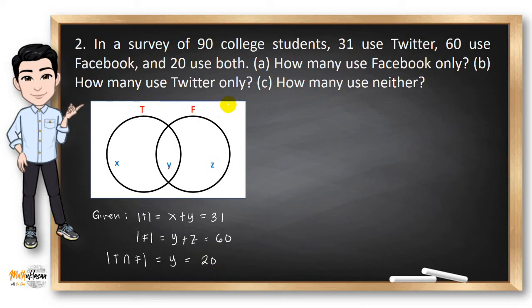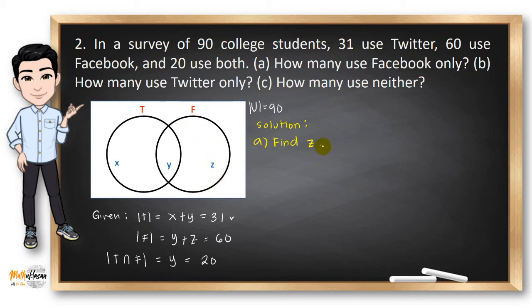Now, how about 90? What is 90? Remember that this rectangle represents the universal set. So let this be set U. So meaning the cardinality of set U now is 90. Now in letter A, we need to find the number of students who use Facebook only. So in letter A, we need to find z, as can be seen here in the Venn diagram. So we need to find this region on the right side.